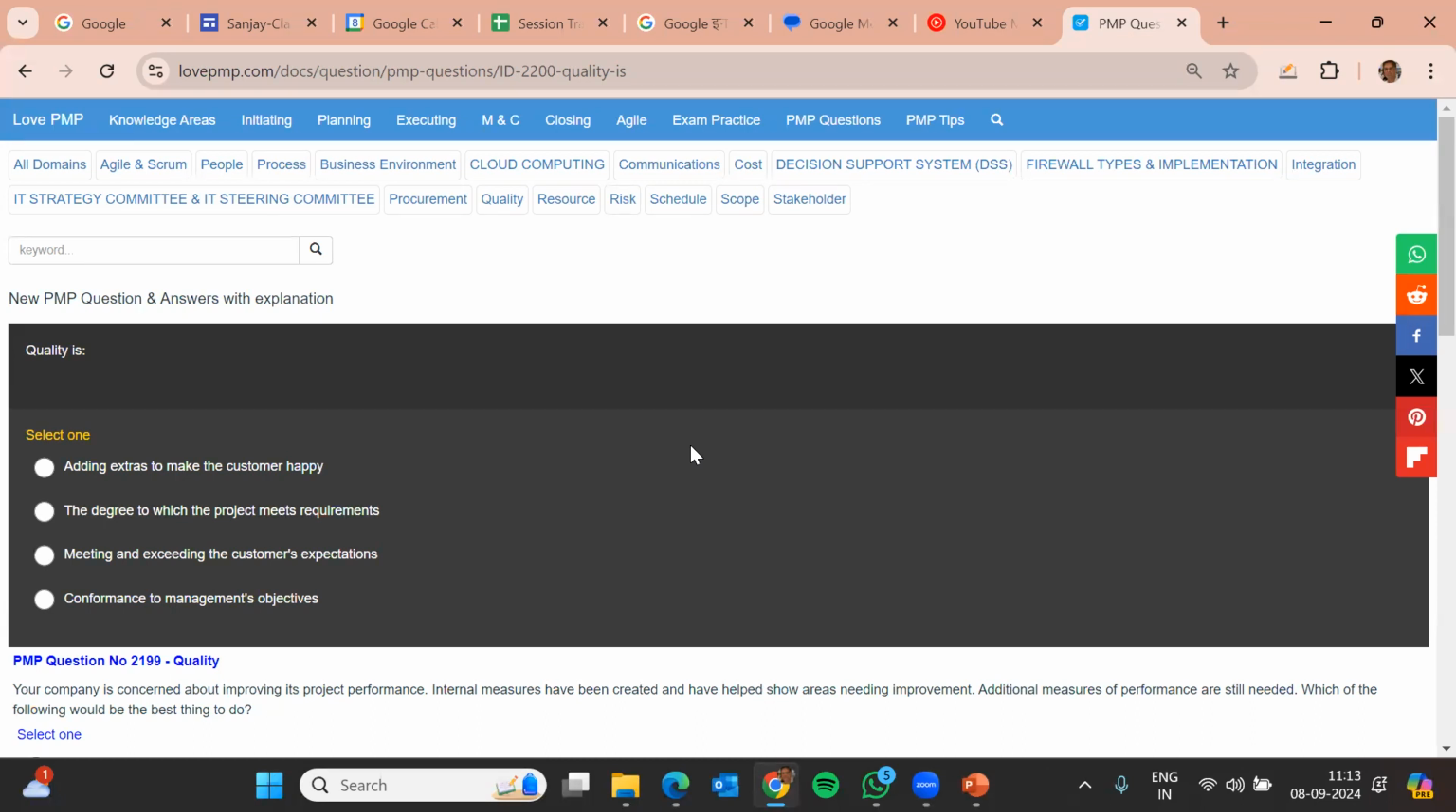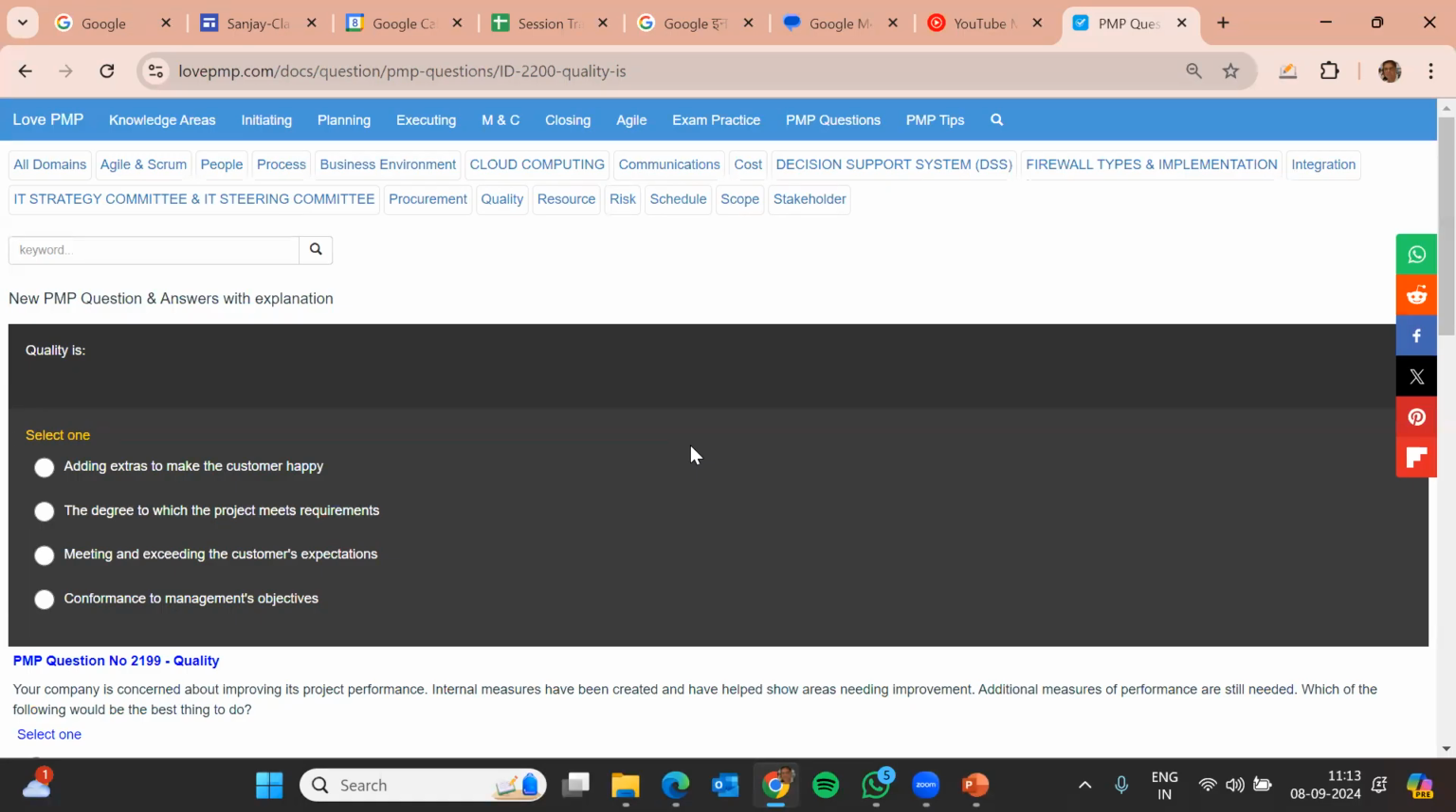And now, Aniruddha, you are straightaway saying the degree to which the project meets the requirement, correct? Yes. Okay. Anyone else? Instead of management objectives, it could have been something related to a checklist or product. That would have been, but that is not there. Now we need to choose between B and C.